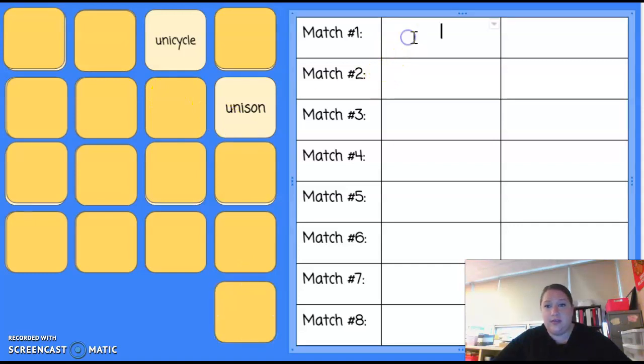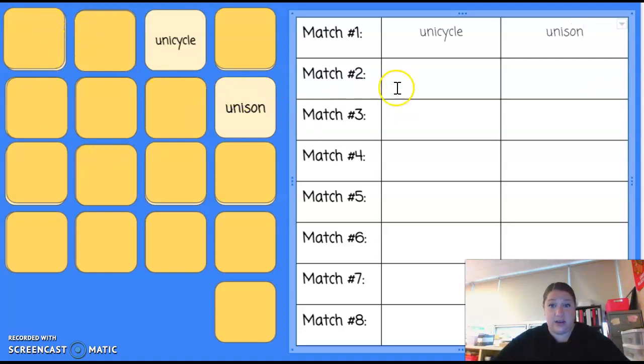I'm going to go ahead and click over here and type unicycle first. UNICYCLE. My match to unicycle, same prefix with unicycle, is unison. Sorry. There we go. Unison, UNISON. So I found one match here.